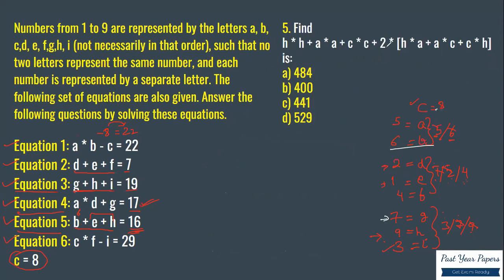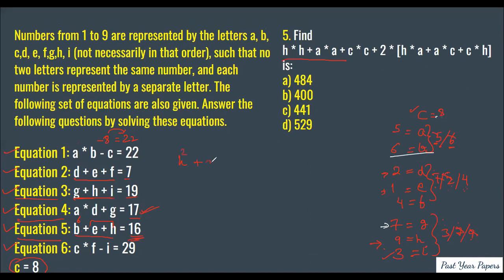Okay, so this is h square plus a square plus c square plus 2ha plus ac plus ch. If you remember algebraic identities, you know what is the formula? H plus a plus c whole square. Now we will simply substitute the values. What is H? H is 9. What is A? A is 5. What is C? C is 8. We need to square the whole thing.